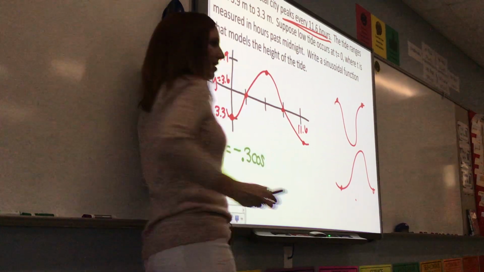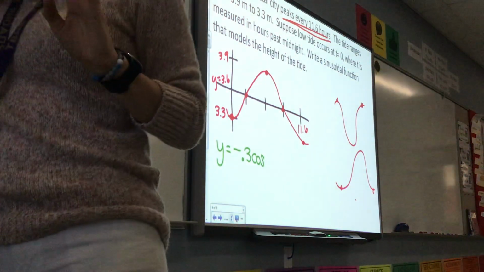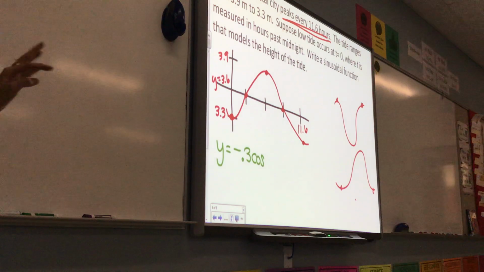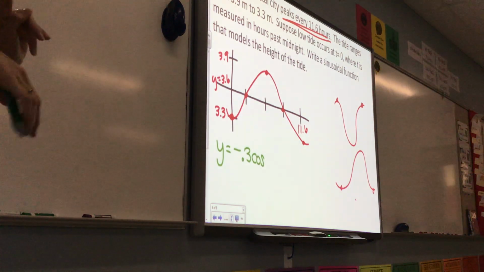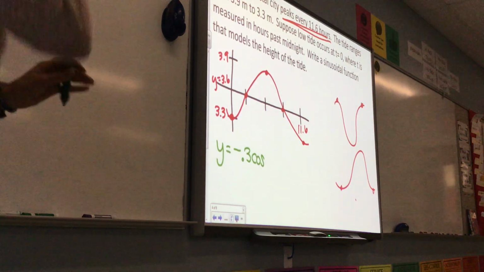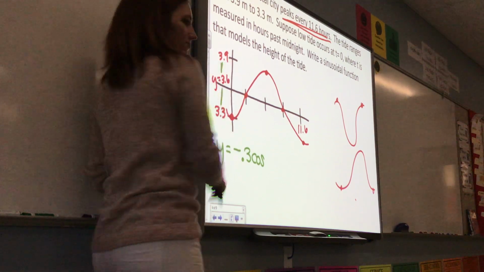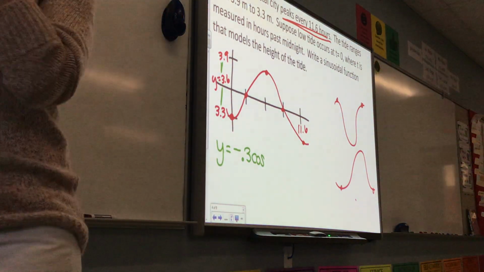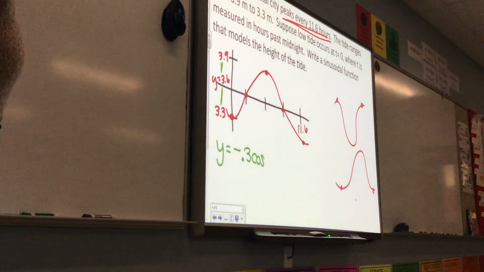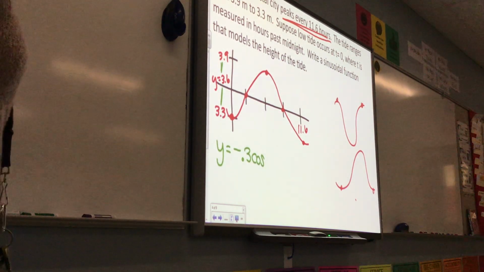Do we agree with all of that so far? Make sure we agree with that. Where did we get our 1.3 from? 3.9, how far apart these are, whichever you prefer. It is negative because it started at a minimum. It's cosine because it started at a minimum.